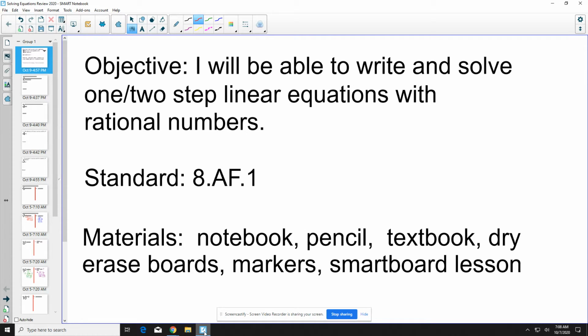Today we're going to review how to solve equations and write equations from sentences and word problems. Today's review is a practice for your test. So we're going to try 11 problems. You should have your notebook and your pencil out. You may use a calculator for your review and for your test.